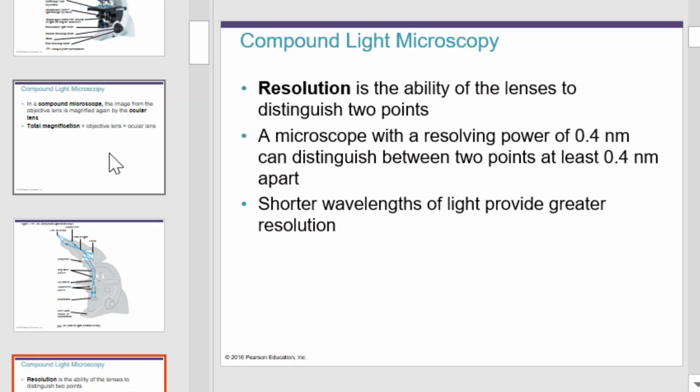Resolution is the ability of the lens to distinguish 2 points. A microscope with a resolving power of 0.4 nanometers can distinguish between 2 points at least 0.4 nanometers apart. Any closer, and the 2 points would appear as one. In order to improve resolution, shorter wavelengths of light will provide greater resolution or resolving power.